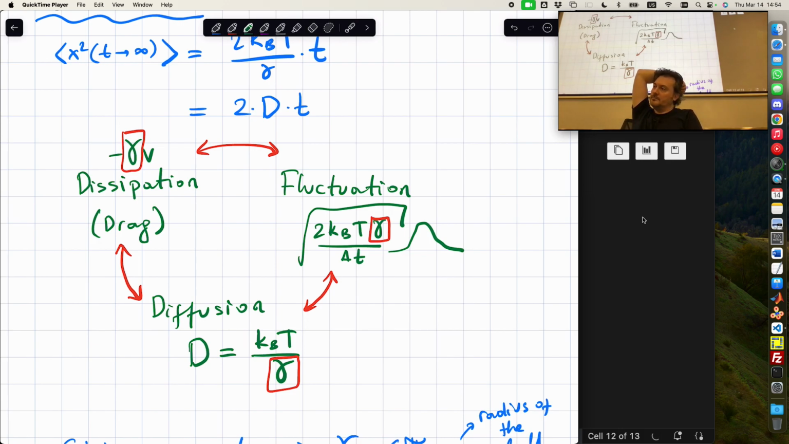Is the question why drag force is always in the opposite direction?